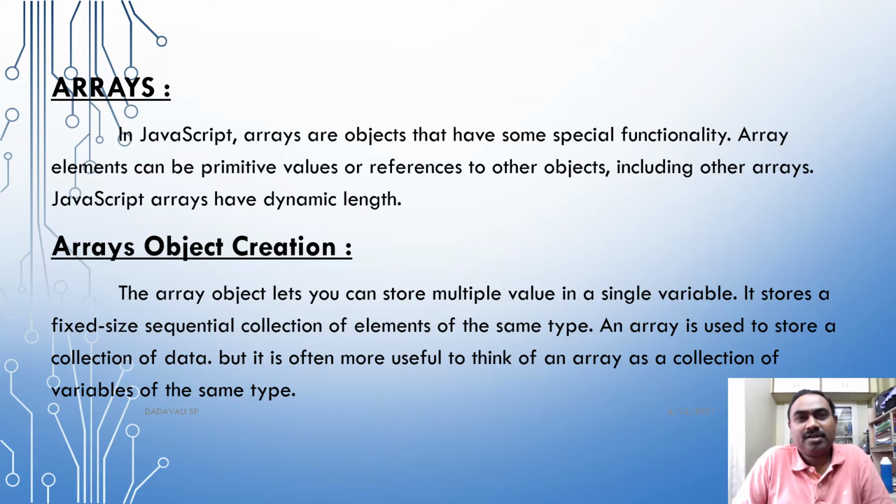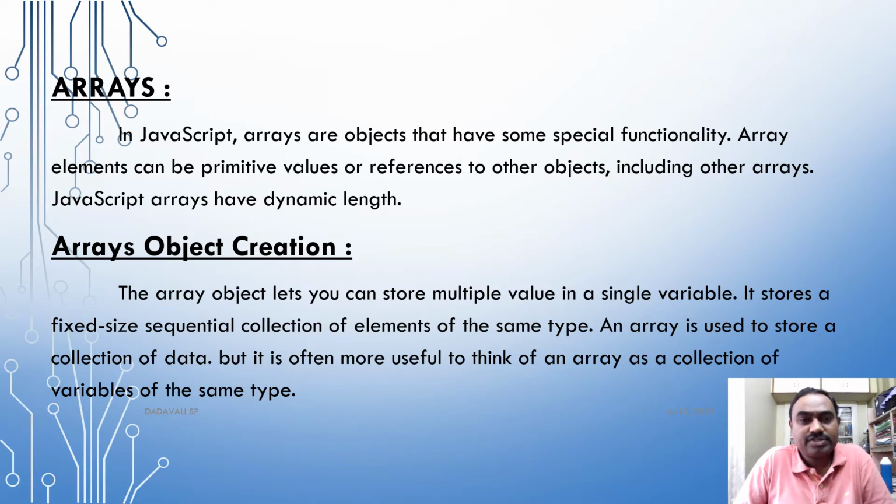Arrays. Almost all programming languages provide a concept called arrays. In JavaScript, arrays are objects that have some special functionalities. Array elements can be primitive values or references to other objects, including other arrays. JavaScript arrays have dynamic length. Here in JavaScript, an array is considered an object.